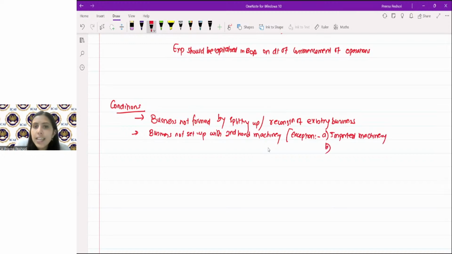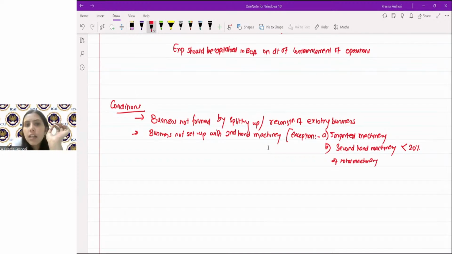Or if the second hand machinery, the cost of the second hand machinery is less than 20% of the total machinery. So the total value of the plant and machinery should not exceed 20% of the plant which is used in the specified business. So the cost of the value of the second hand plant and machinery should not exceed 20% of the total value of the plant and machinery used in the specified business.